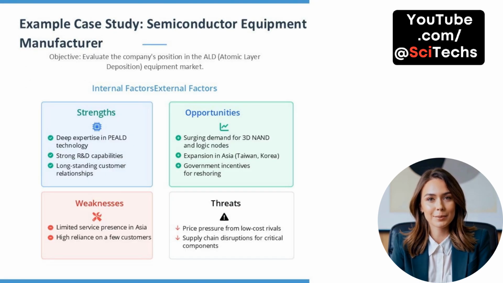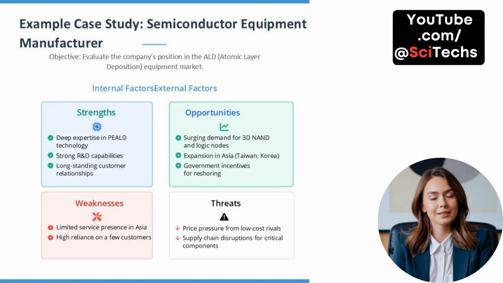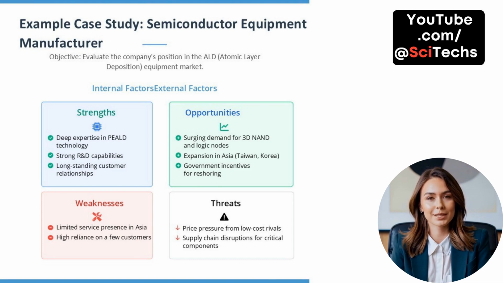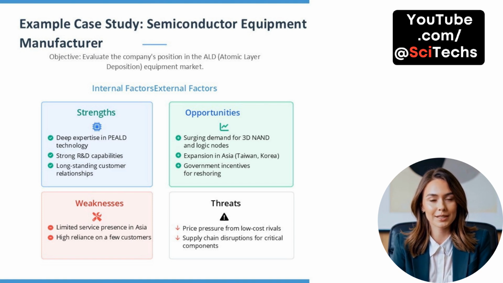Case study: semiconductor equipment manufacturer. Let's explore a real-world example. A semiconductor equipment manufacturer specializing in plasma-enhanced atomic layer deposition, or PEALD, conducted a SWOT analysis to evaluate its position in the atomic layer deposition market. Internally, their strengths included deep technical expertise in PEALD, strong R&D capabilities, and long-standing relationships with key customers. However, weaknesses were also identified: limited service presence in Asia and high dependency on a few large clients.